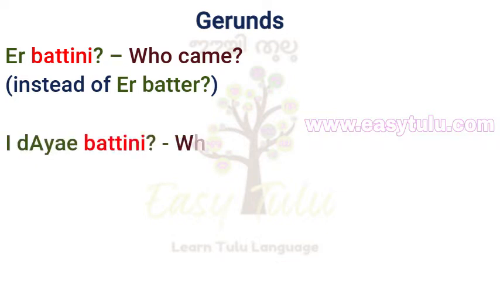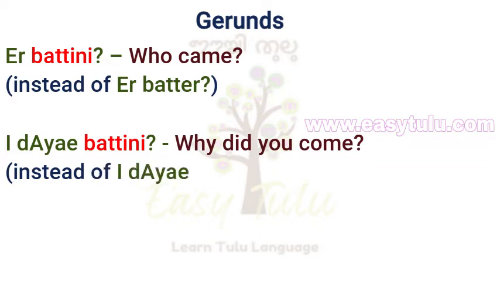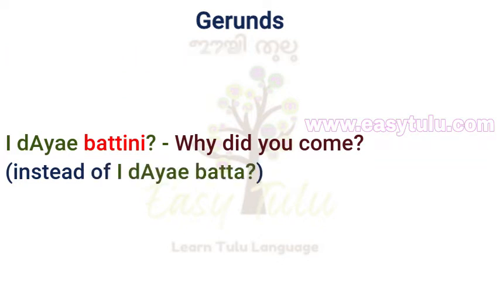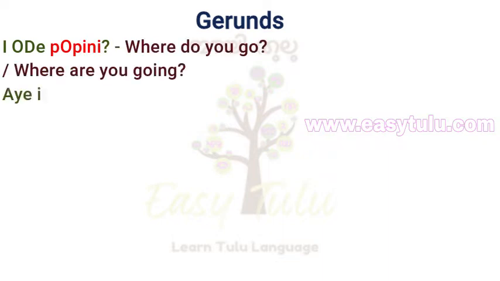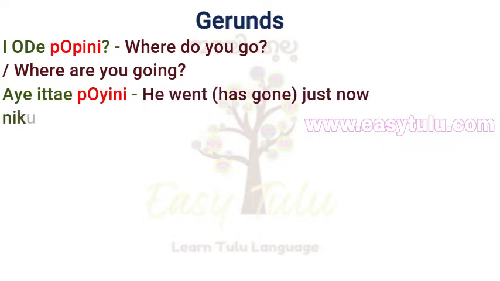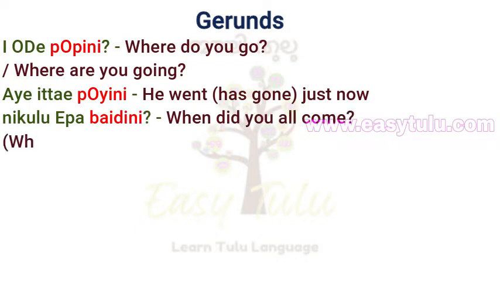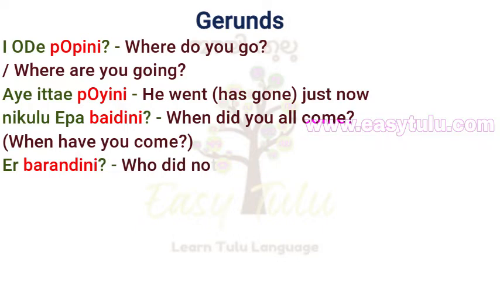Another example, Eedayabattini, why did you come, instead of Eedayabatta. Eodepopini, where do you go or where are you going. I itta poini, he went just now. Nikulu epa vaidini, when did you all come. Eru barandini, who did not come.